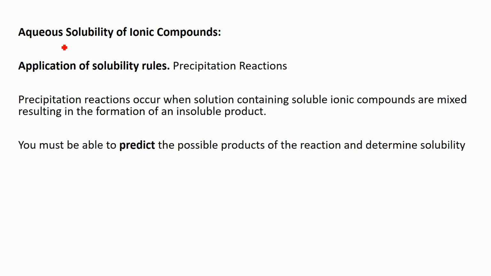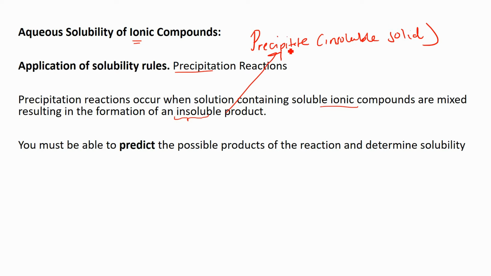Solubility rules. Whenever you dissolve a salt, it might break down to ions. Those that don't break down to ions make what you call a precipitate. And the precipitate is an insoluble solid made during a reaction, and it stays. So you mix up ionic compounds, the ions get mixed up, you form a new product that's insoluble. We call that a precipitate.